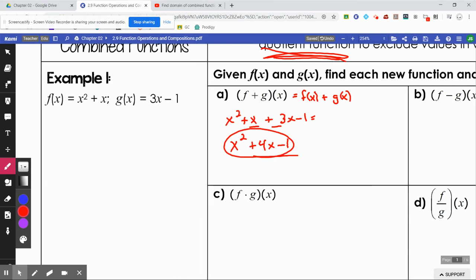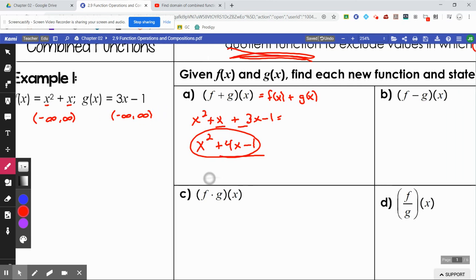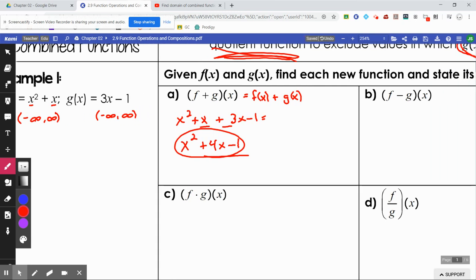Now, here's what we're going to do for the domain. Let's find the domain of each of these, because the domain of the combination is going to be the domain of the overlap. So f(x) has a domain where, what can x not be? There are no restrictions there. It can be anything. And the same thing here. There are no restrictions for linear functions. So the domain of our combination here is going to be all things from negative infinity to positive infinity. So that one was pretty easy.